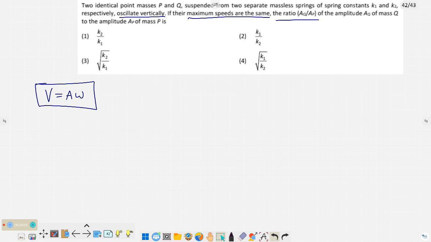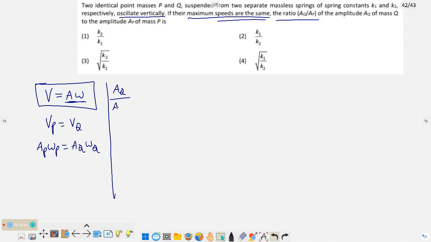So what is the same here in both cases? Both have the same speed. Same speed means the speed of P is equal to the speed of Q. The speed can be written as A omega, the maximum speed concept. If you apply this here, the amplitude of P times the angular velocity of P is equal to the amplitude of Q times the angular velocity of Q. They are asking the ratio of AQ by AP. So from this I can write AQ by AP is equal to omega P by omega Q.